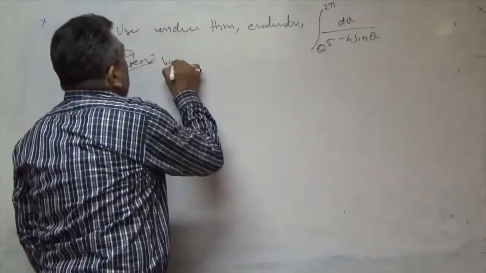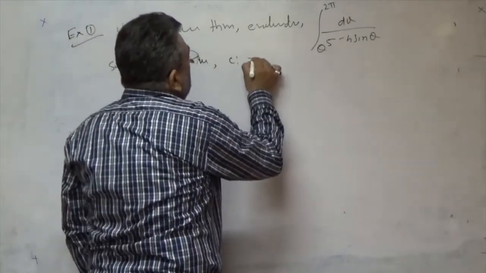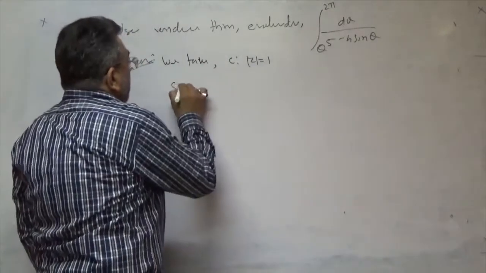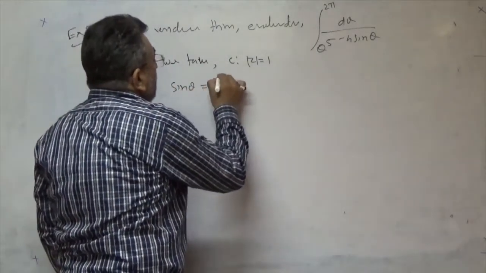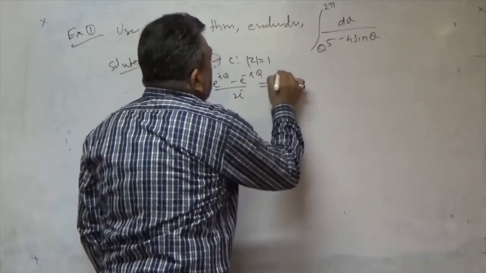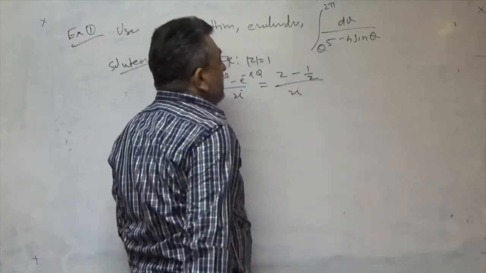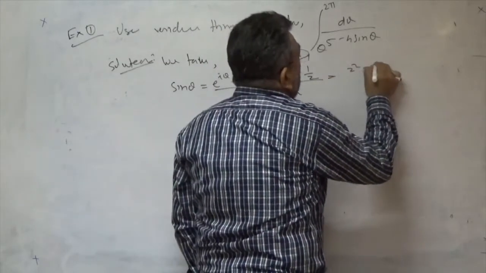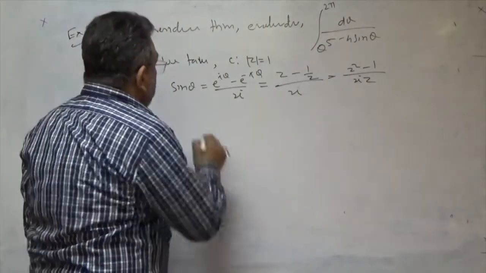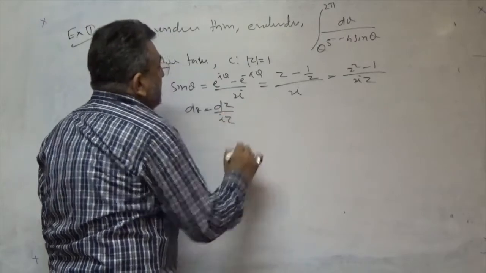So we take the unit circle |z| = 1, and we know that sin θ equals (e^(iθ) minus e^(−iθ)) upon 2i, that is (z minus 1/z) upon 2i. That is (z² minus 1) upon 2iz, and dθ, I told you, is dz upon iz.